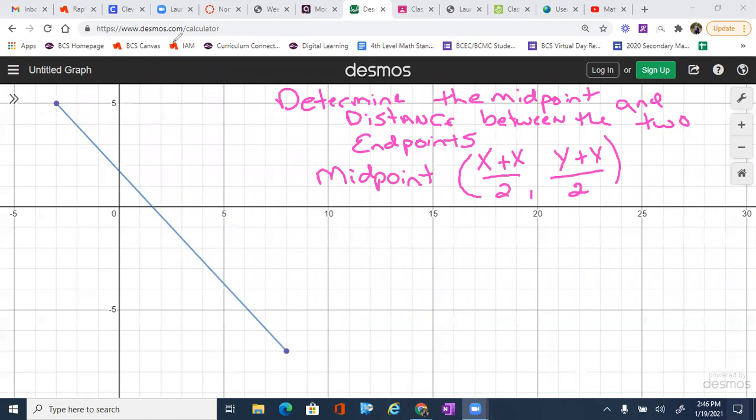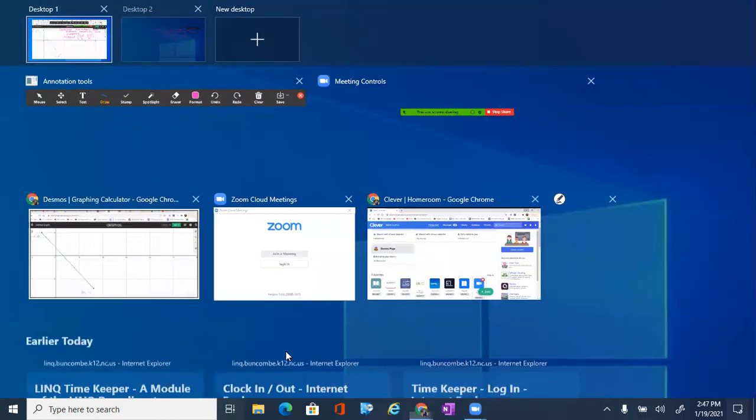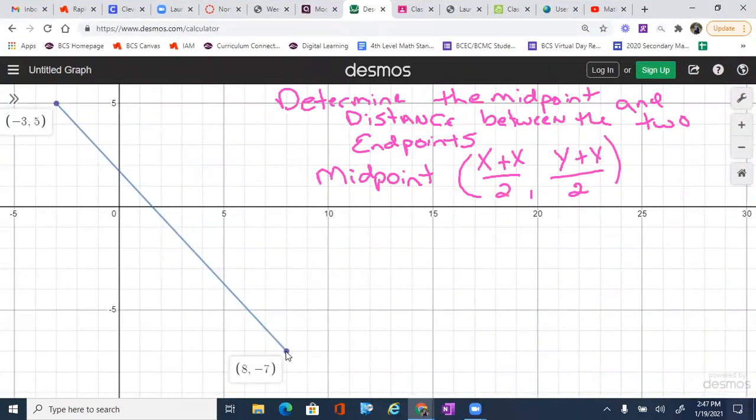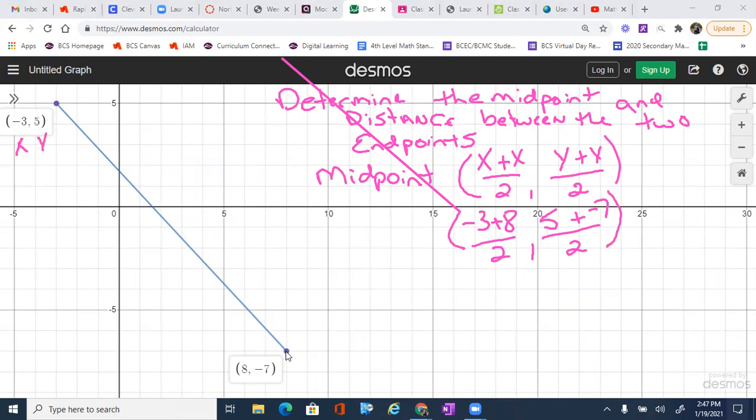So I'm going to come out here to the endpoints, which look to be at -3, 5 and 8, -7. Once I have those two points, I'm just going to put them in. So -3 is the x and 5 is the y. I'm going to write -3 plus 8 all over 2, and then 5 plus -7 all over 2. Notice that we have the x value and the y value of that point. That's all we've done: added them together and divided by 2.